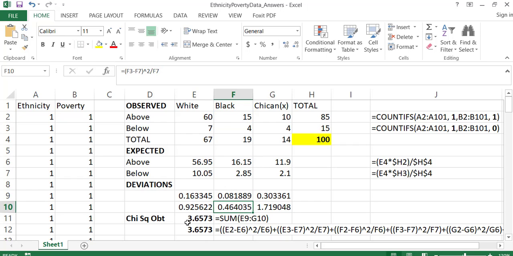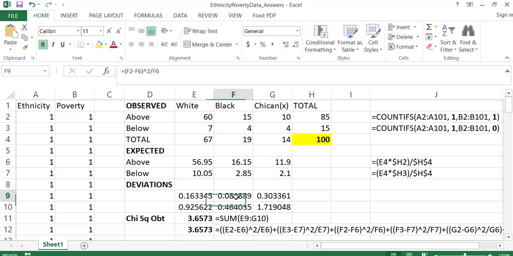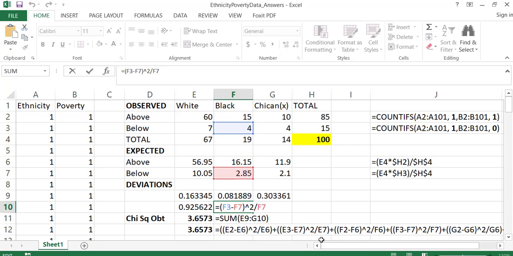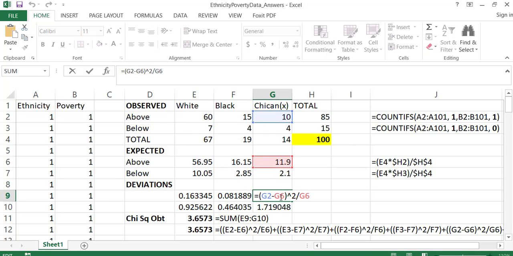And so once you write this first one, you actually can just copy and paste to this whole block of cells. And that'll give you the deviation for white above, and then below it will be the deviation for white below, black above, black below, and then finally Chicana above the poverty threshold and below the poverty threshold.